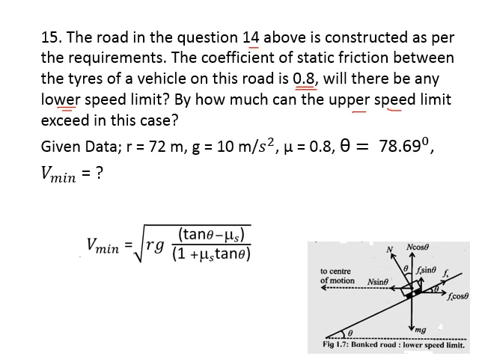And this is the formula for minimum speed. In this case, theta is the angle of banking and mu s is the coefficient of static friction. So we have to write down the data.